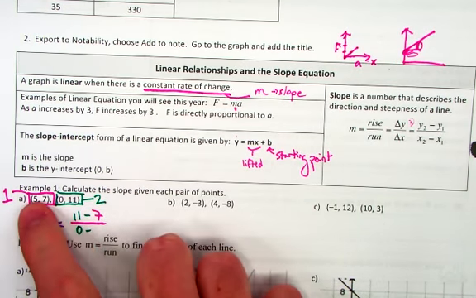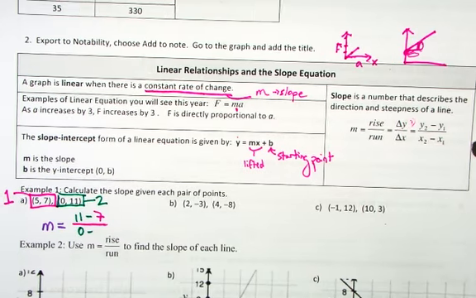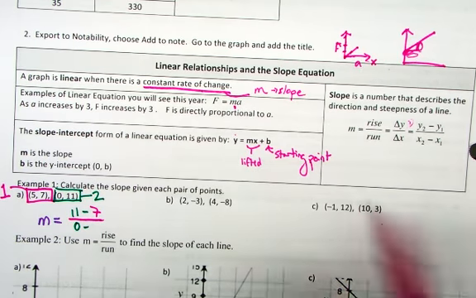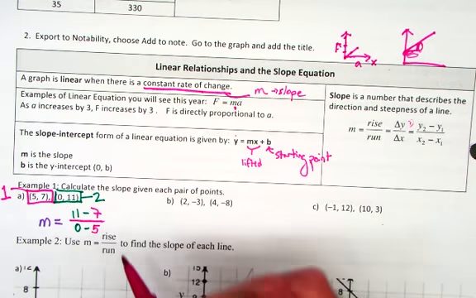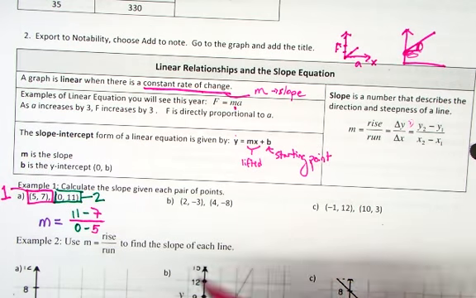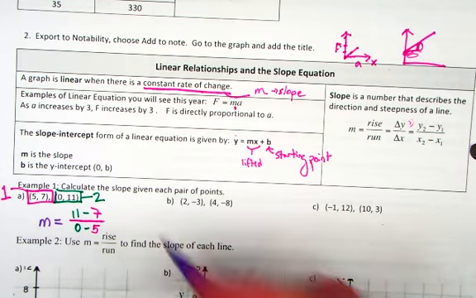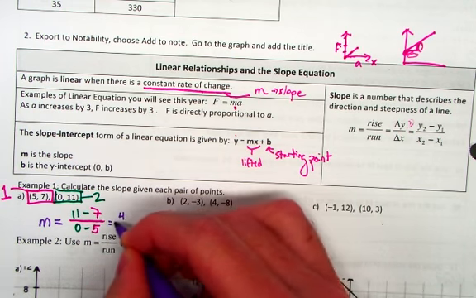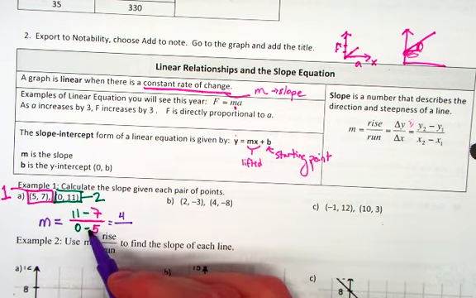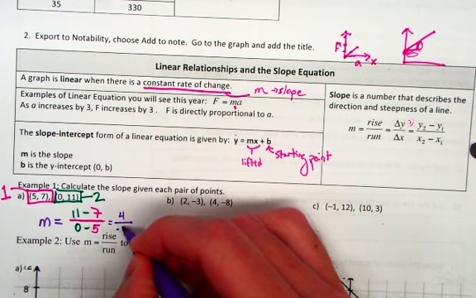X2 minus X1, which is 5. All right, and then we just do the calculation. So 11 minus 7 is 4, and 0 minus 5 is negative 5.